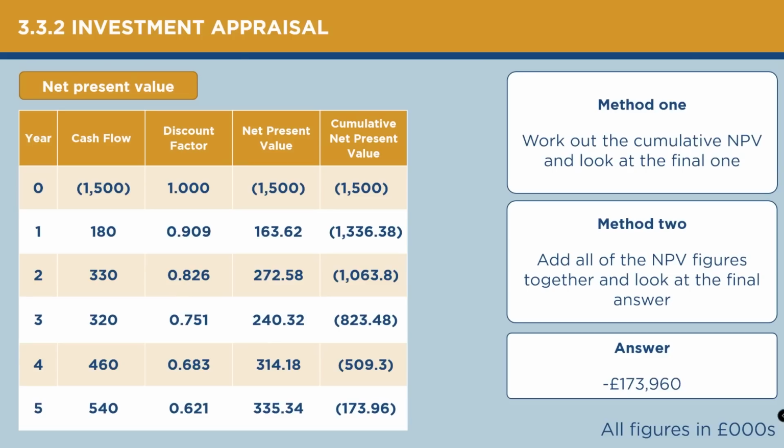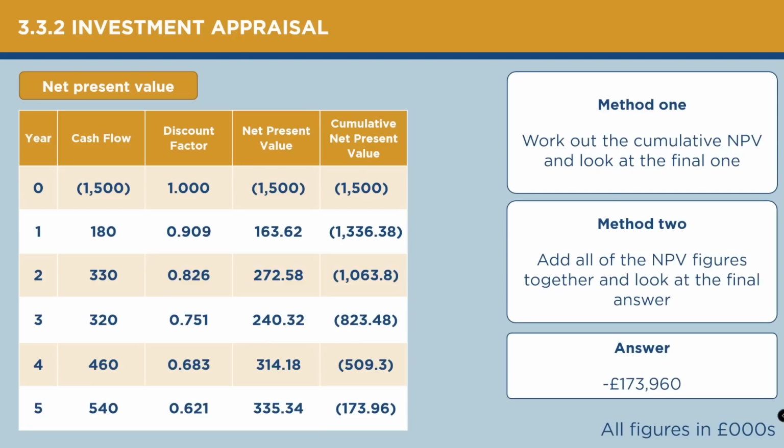So there's 2 ways of doing this. You can do the net present value just by timesing your cash flow by the discount factor, and then you can do, in the same way we would have done cumulative cash flow for the first part, cumulative net present value, and then your final answer in year 5 will be your final figure.